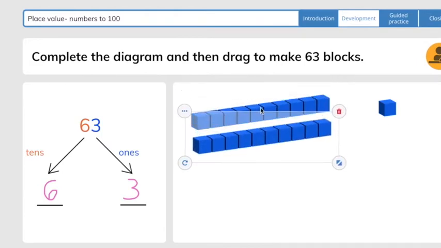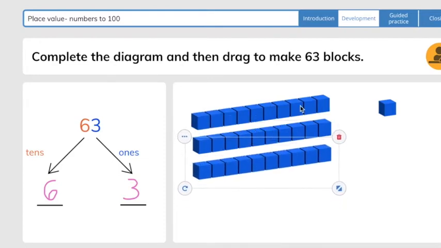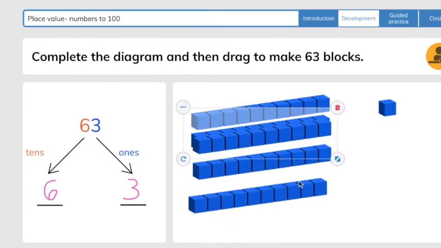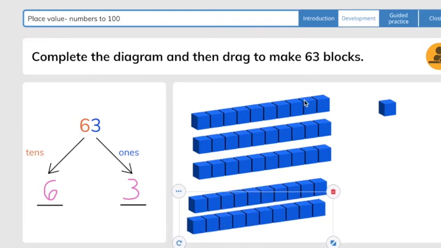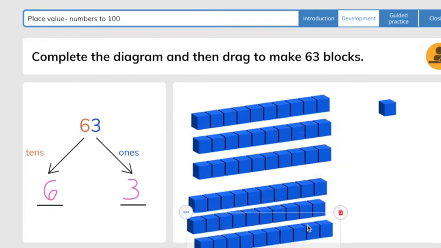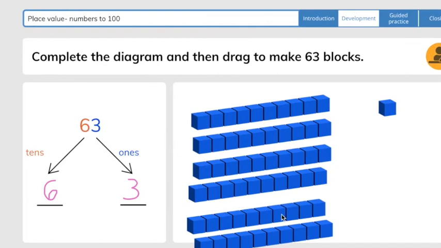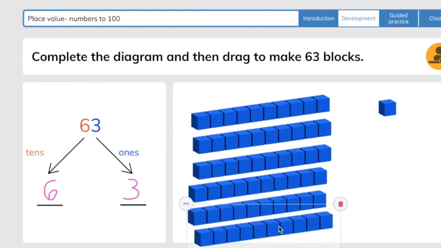So there's 10, 20, 30, 40, 50, 60, 61, 62, 63. So if we use our place value blocks, this is what 63 looks like.